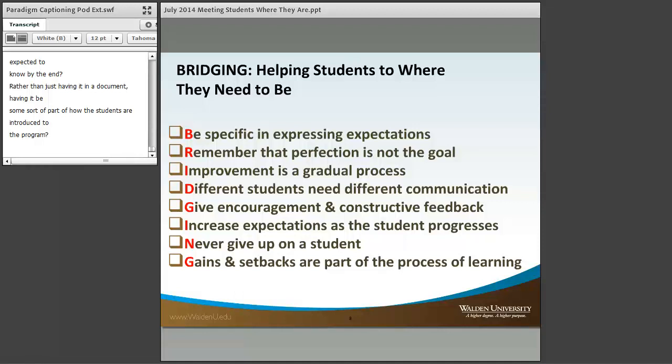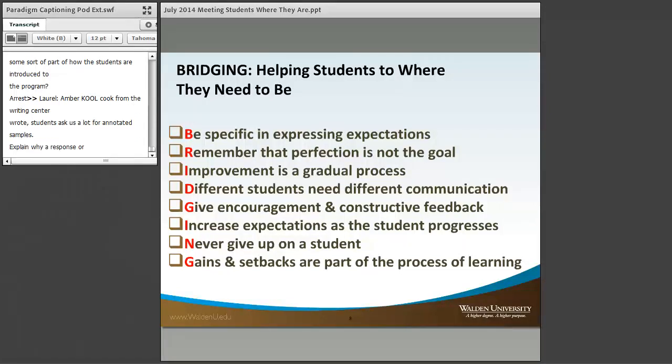Amber Cook from the Writing Centers wrote into the Q&A box, students ask us a lot for annotated samples, annotations that explain why a response or a paper was successful. I know faculty members have differing thoughts on the wisdom of samples or models, though. I think that's a really interesting question. I think students are always looking to see what is an A paper, why was this paper a B paper, and so forth.